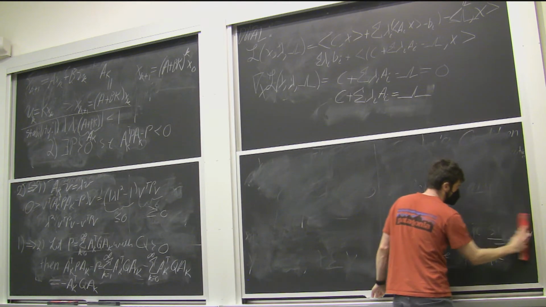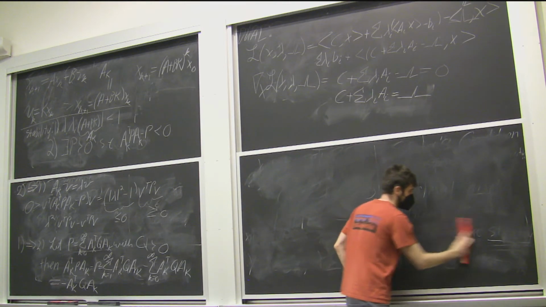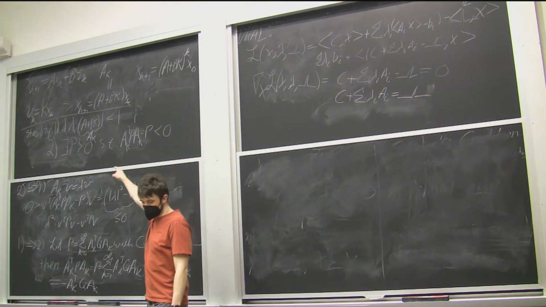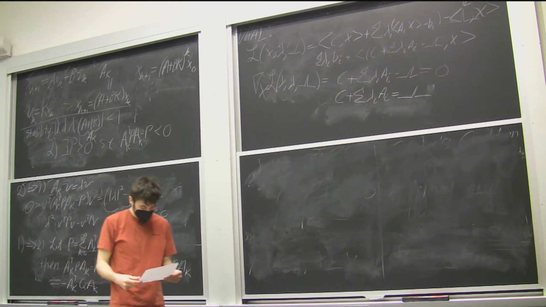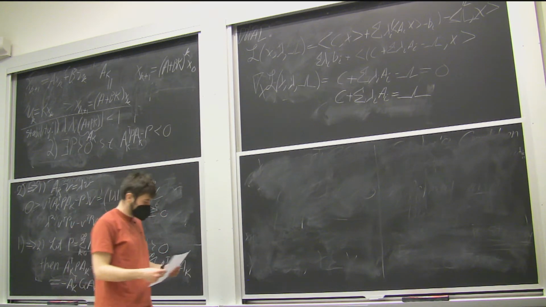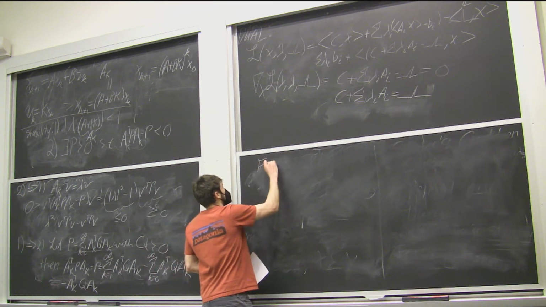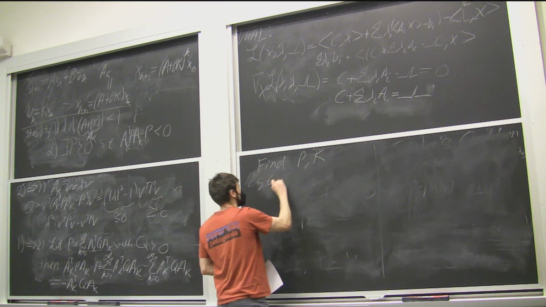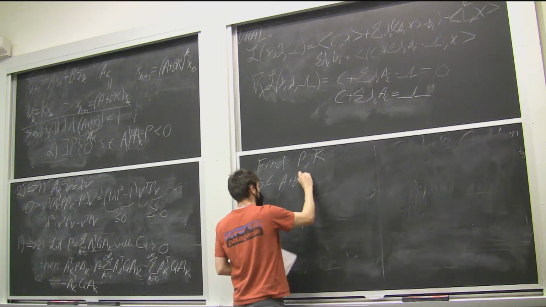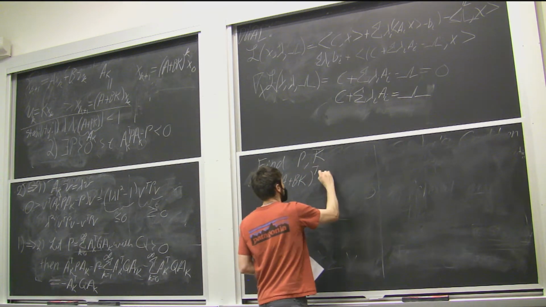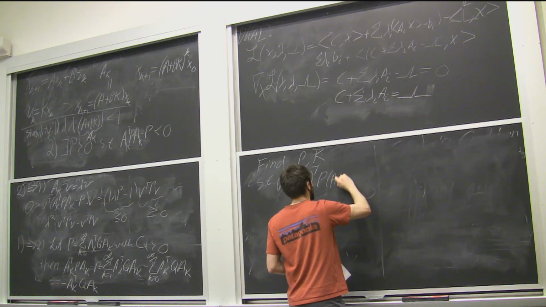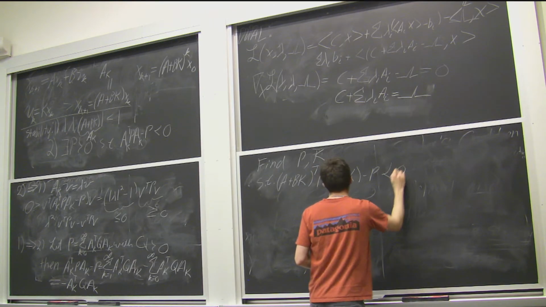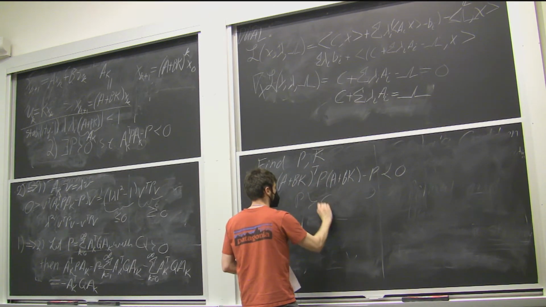Okay, so I want to find a K and I want to find a P that makes this stable. So let us write down: find P, K such that (A plus BK) transpose P (A plus BK) minus P is strictly less than 0, and P is strictly more than 0.